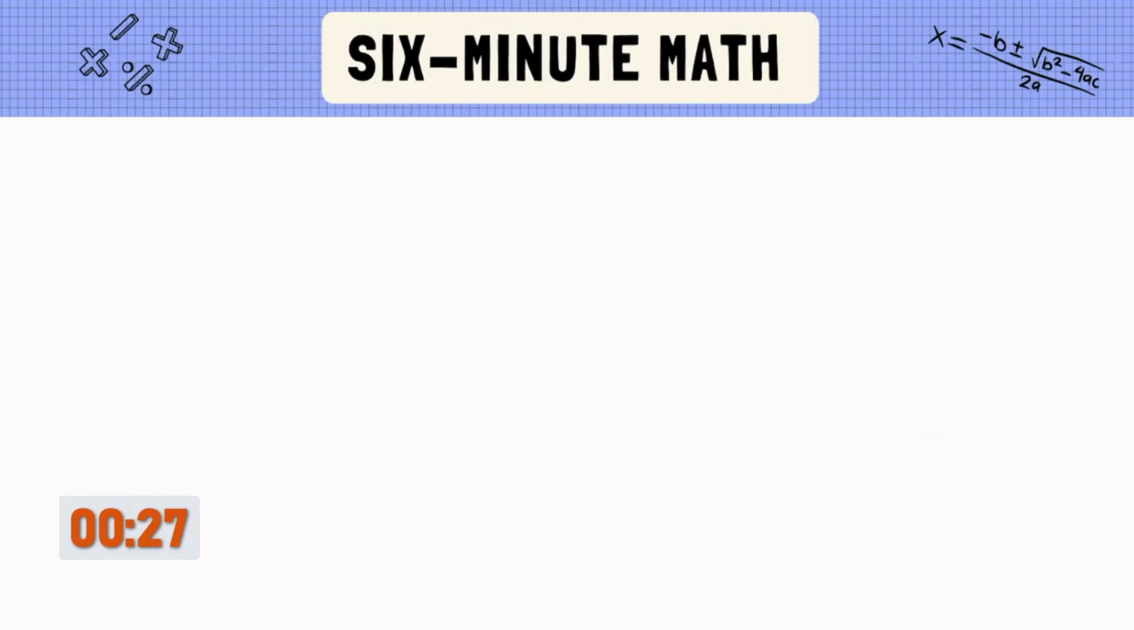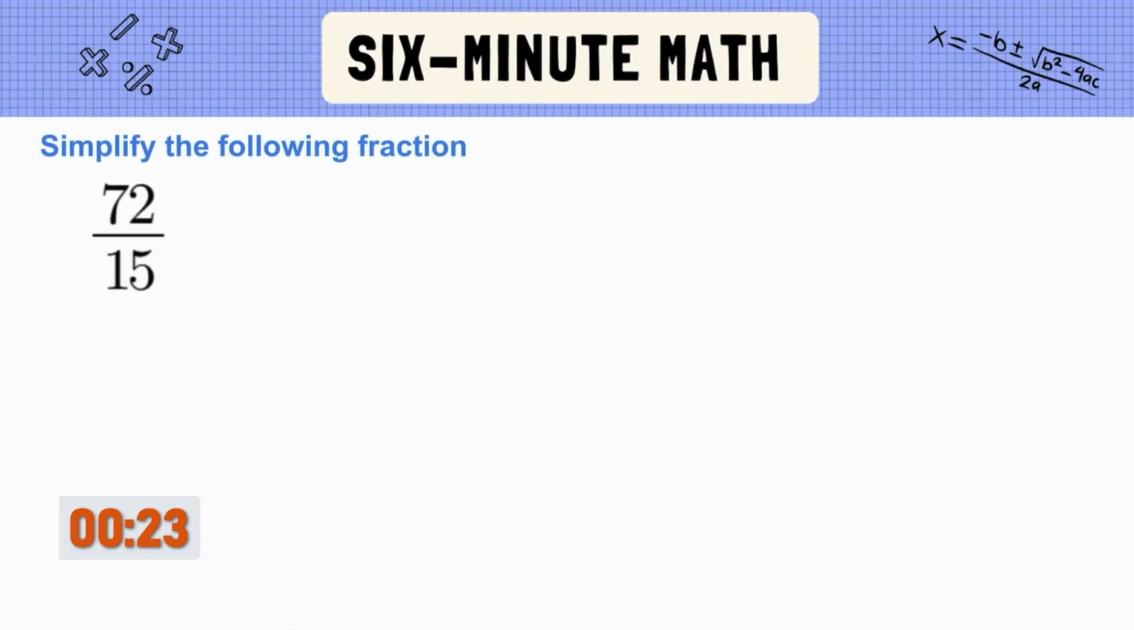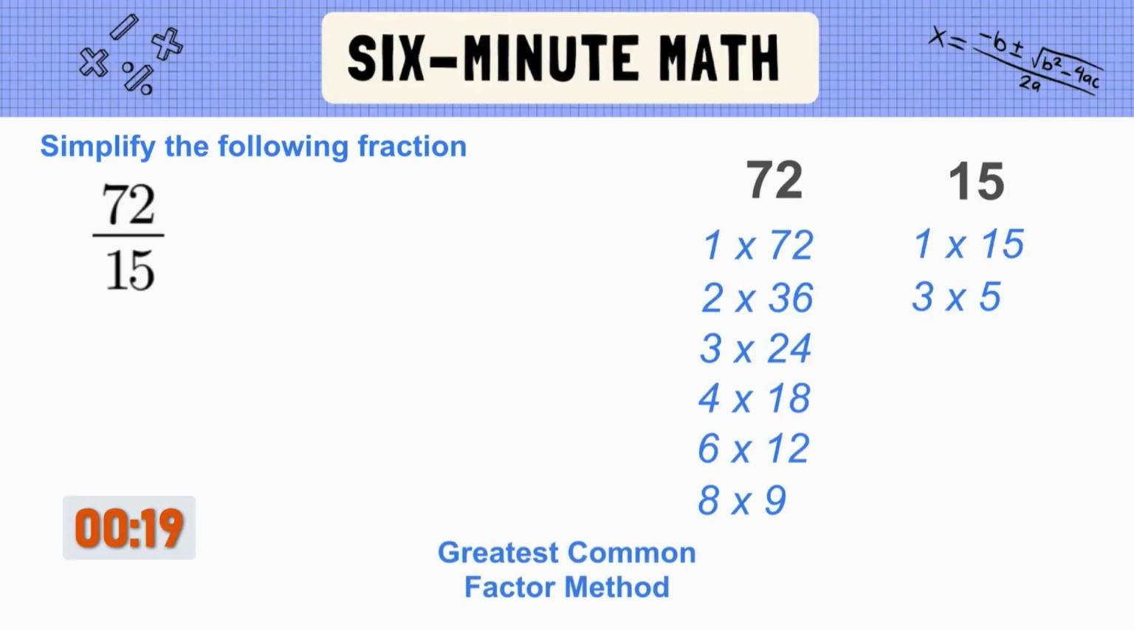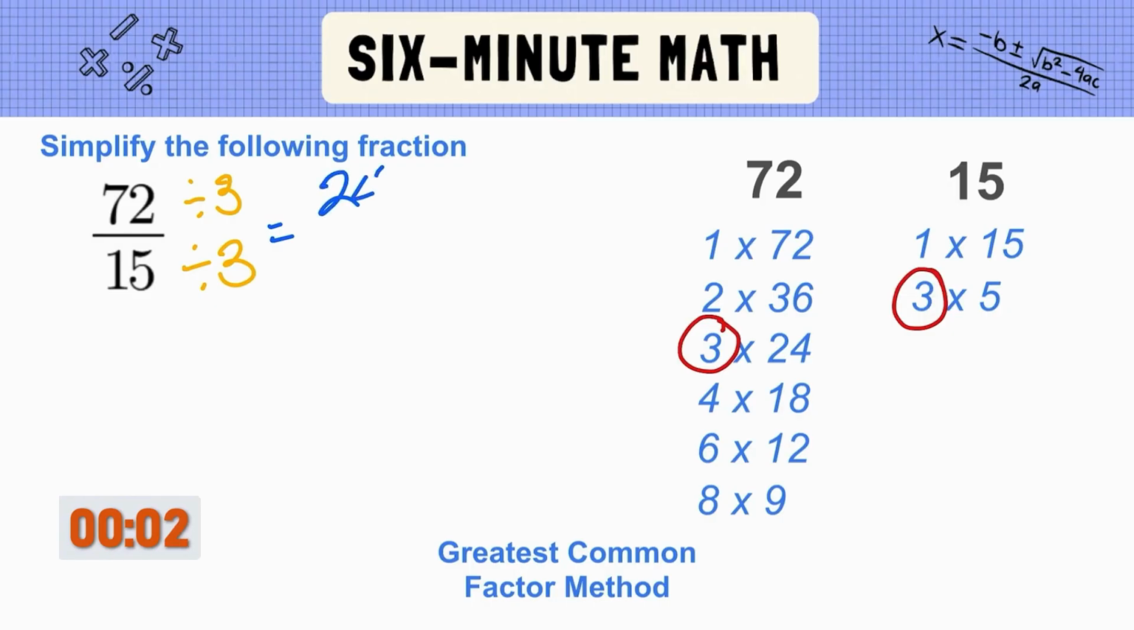One last example here for the greatest common factor method. We're going to simplify 72 over 15. And I have my factor pairs already created. A quick scan shows that 3 and only 3 is my greatest common factor. So I'm going to divide top and bottom by 3 for a simplified fraction of 24 over 5.